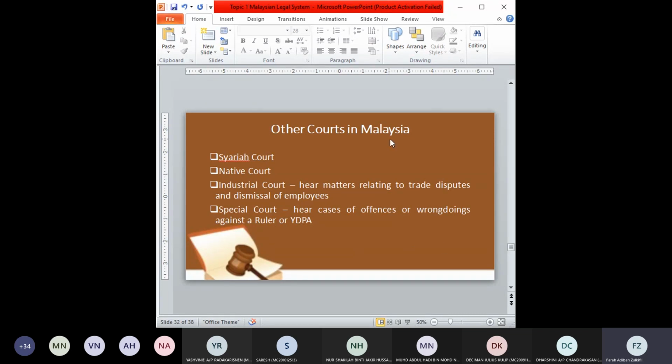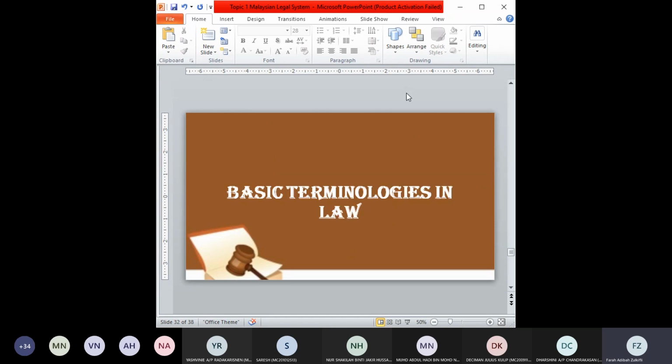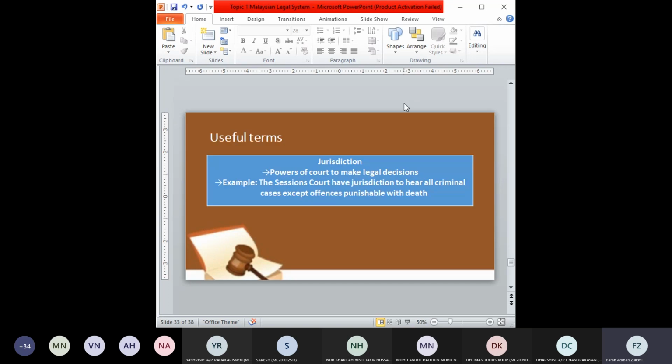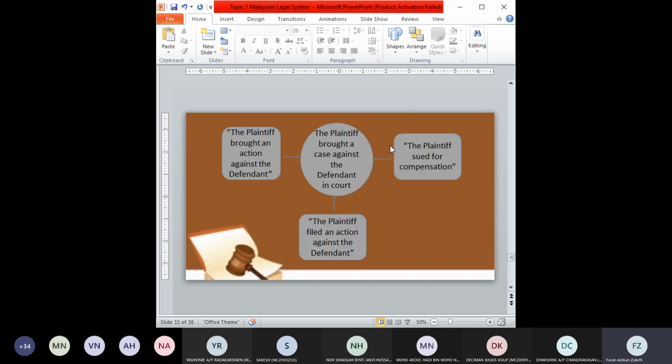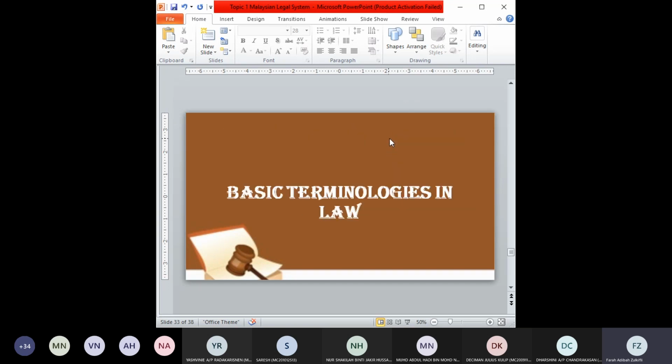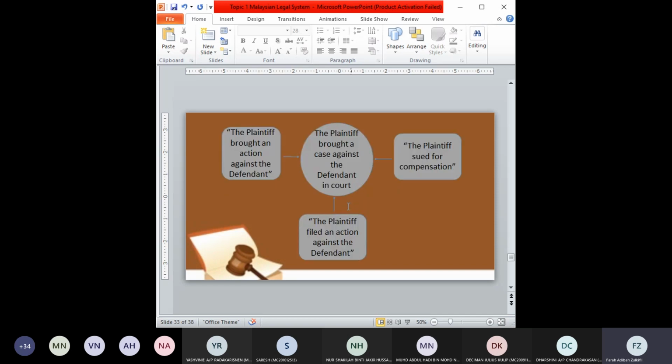Okay, so if you don't have any question, we'll continue a little bit on the basic terminologies in law. So this, as I said before, is just some of the basic terminologies in law. And even before this, I already told you about some of the terminologies in law, like original jurisdiction, appellate jurisdiction, appeal. All those things are what we call something which is specific to law.